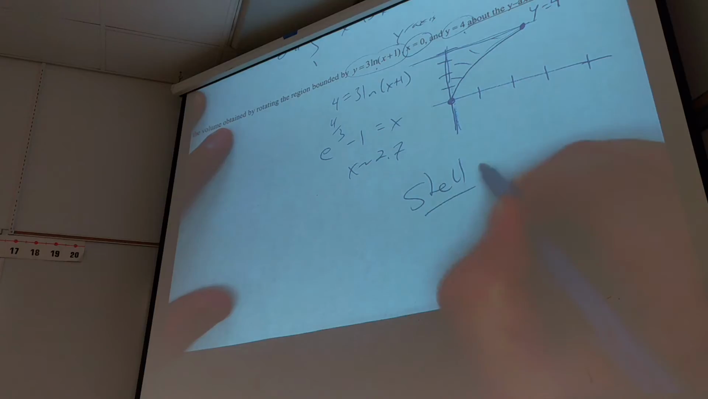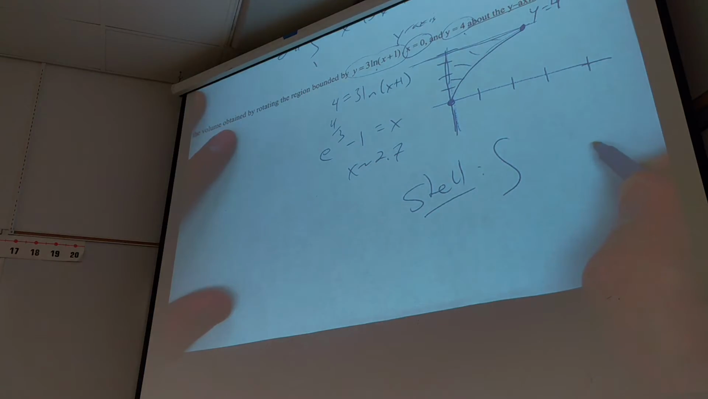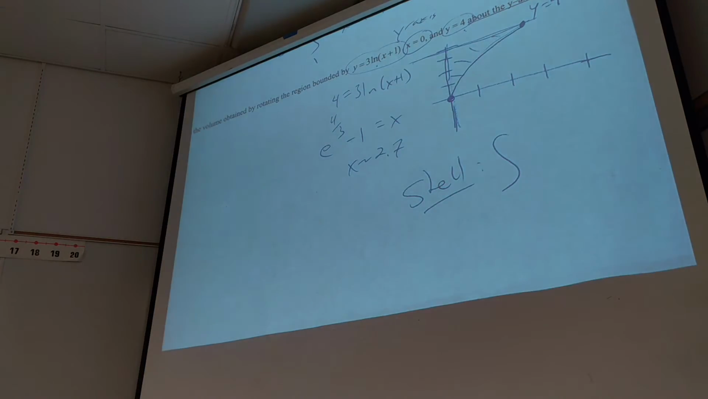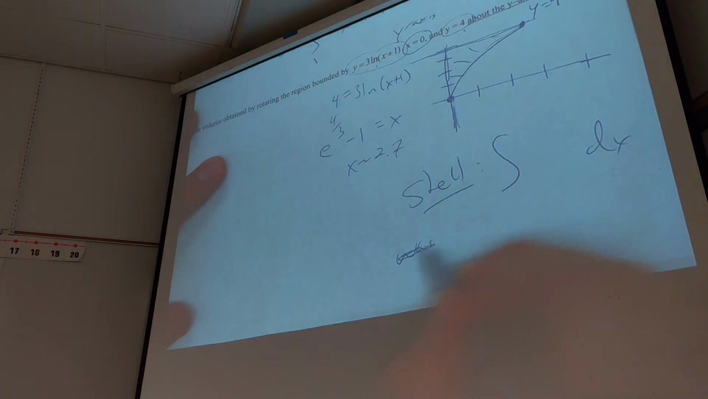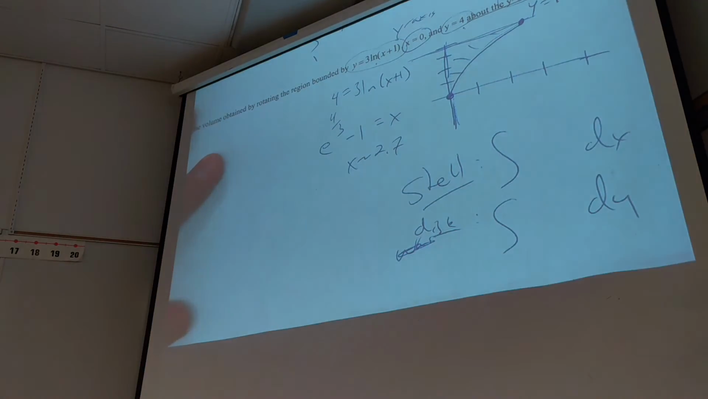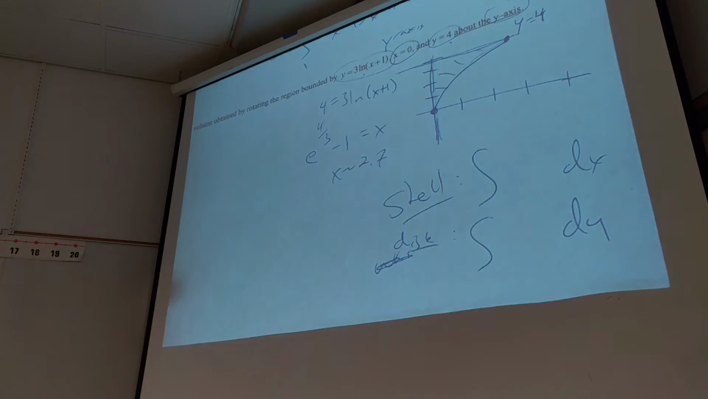If I wanted to use shell method, the interval would have to be d what? dx. Because disk method, if you're rotating around something parallel to the y-axis, or the y-axis itself, it'll be dy, right? Shell method is perpendicular to it, is how you locate the shells. So that'll be dx in this case. So that's going to help me determine possibly which way I want to go.